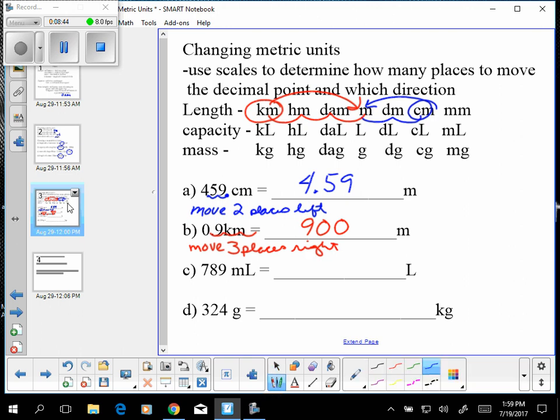Now the same basic thing works if we're working with milliliters or with grams. This time we're going from milliliters to liters. If you'll notice on the scale, which direction are you going? Left. How many places are you moving? 3. So that decimal point is here. We're going to move it 3 places to the left. That's 0.789. In D, we are going to go from grams to kilograms. And again, we're going to be moving to our left, and we're going to be moving 3 places. So our answer is going to be 0.324.